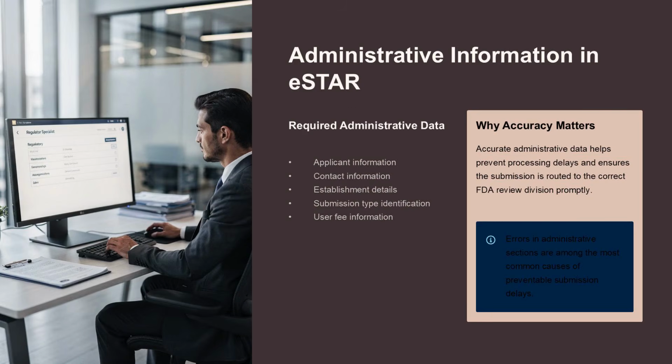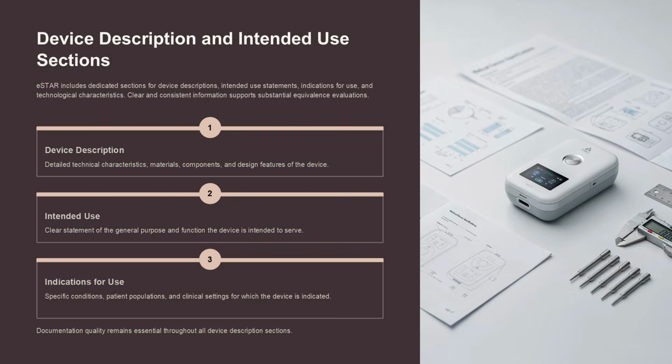Accurate administrative data helps prevent processing delays and ensures the submission is routed to the correct FDA review division promptly. Errors in administrative sections are among the most common causes of preventable submission delays. eSTAR includes sections for device descriptions, intended use statements, and indications for use. Clear and consistent information supports substantial equivalence evaluations.